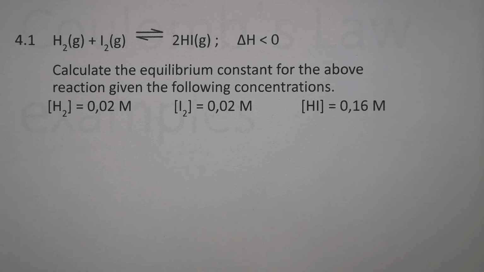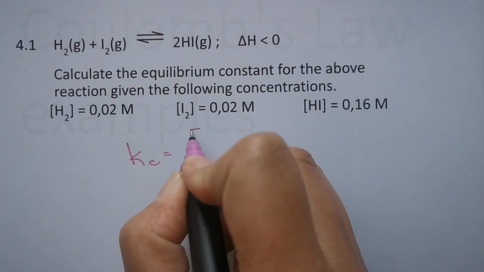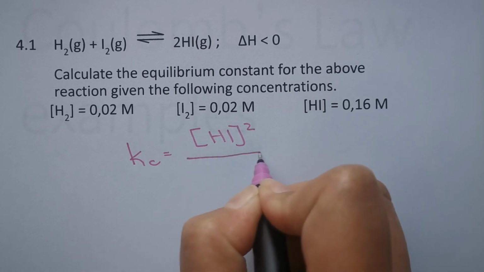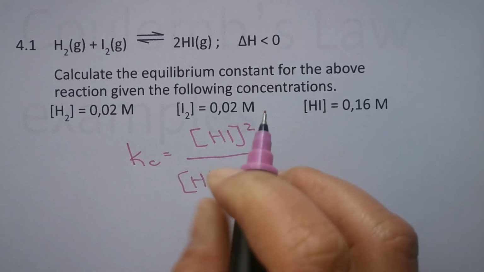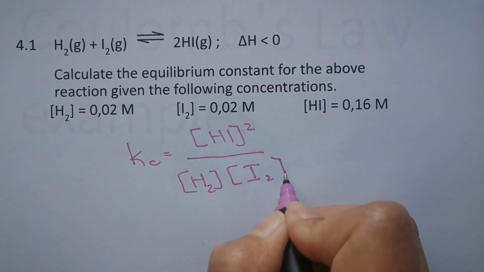All right, for this example that I have, it's done slightly differently. We have a reaction that's reached equilibrium, and we want to calculate the equilibrium constant for the above reaction given the following concentrations. So not only are we going to write the expression, but we're actually going to do the calculation this time. So when I write down the expression, I'm going to say that Kc is equal to the concentration of my products raised to the power of the number in the balanced equation over the concentration of my reactants multiplied by the concentration of the other reactant.